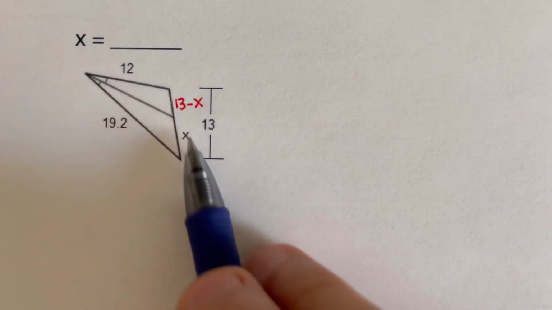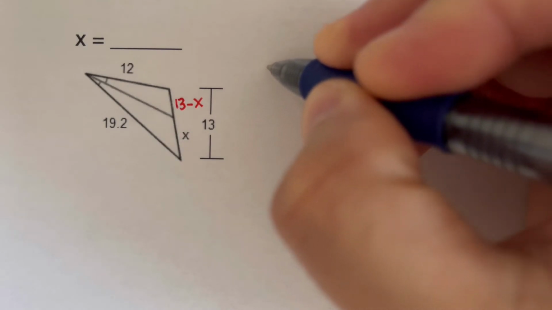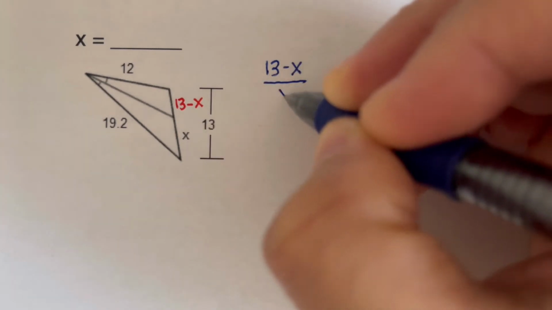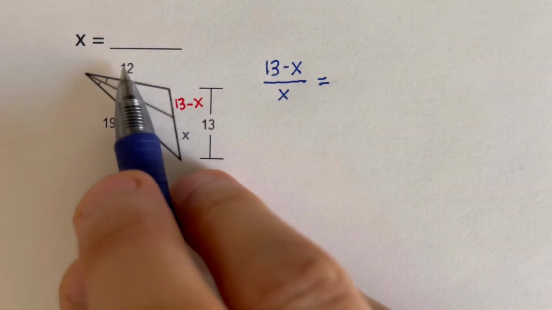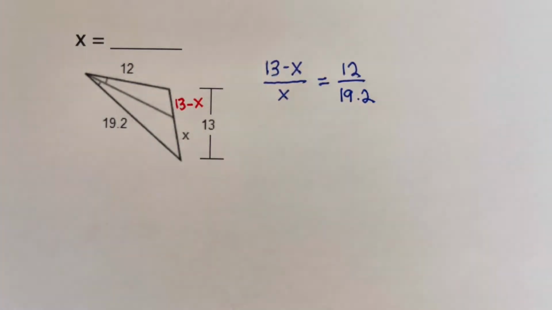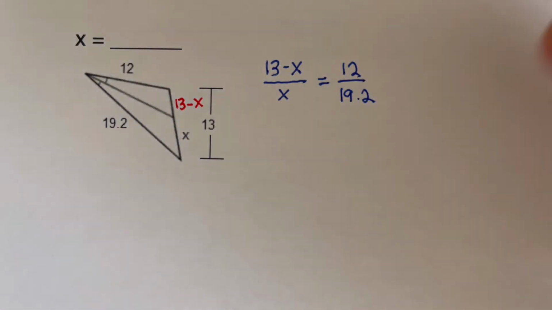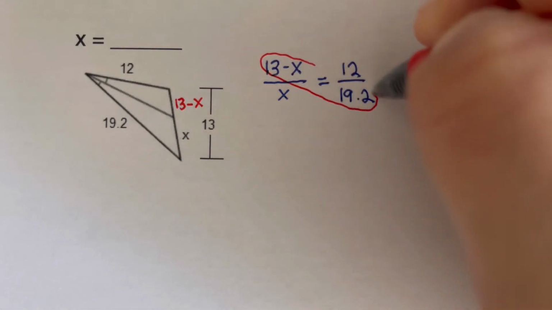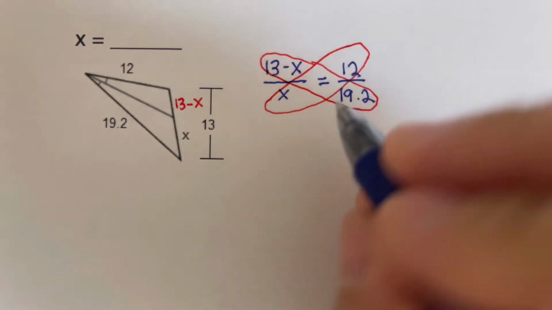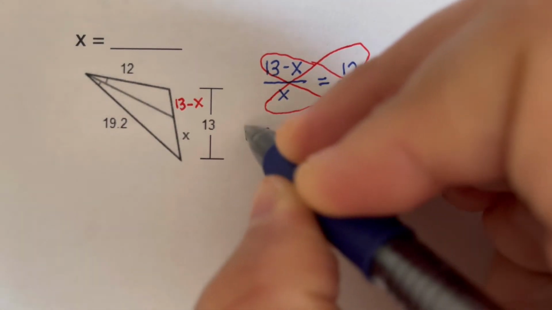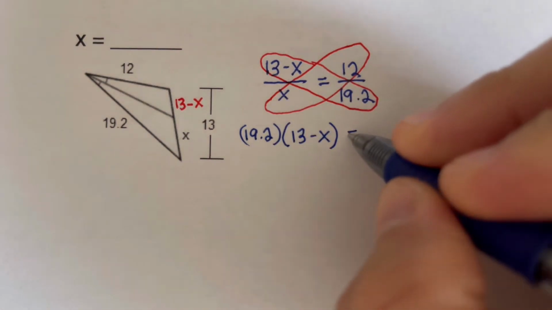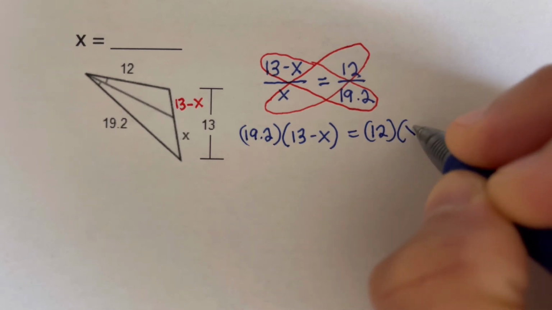Again, the first piece divided by the second piece, so that is 13 minus x over the second piece, x, equals, we have the first piece on top right here, 12 over 19.2. So we cross multiply these two together. These two are going to get partnered up. These two will partner up as well, so that we come up with 19.2 times 13 minus x. I paired them up, and that is equal to 12 times x.